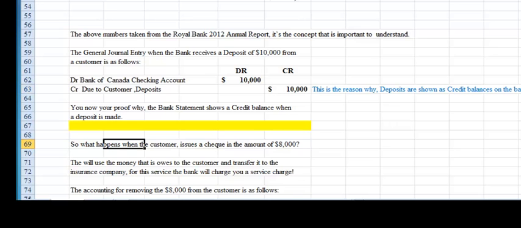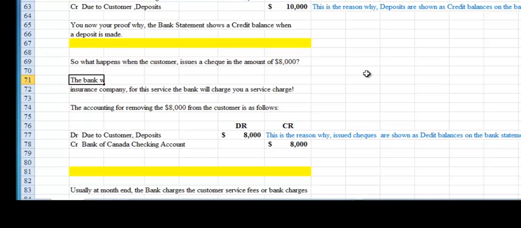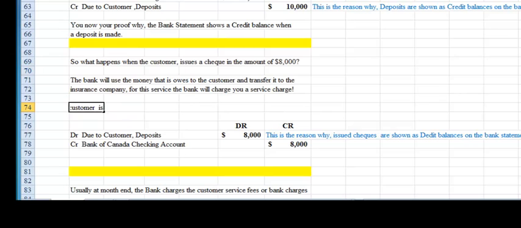So what happens when a customer writes a check? Well, the bank will use your money to transfer to whoever you want to make the check payable to. The bank will use the money that it owes the customer and transfer it to the insurance company, in this case being an insurance payment for the service. The bank will charge you a service charge. The accounting for removing the $8,000 from the customer deposits is as follows.